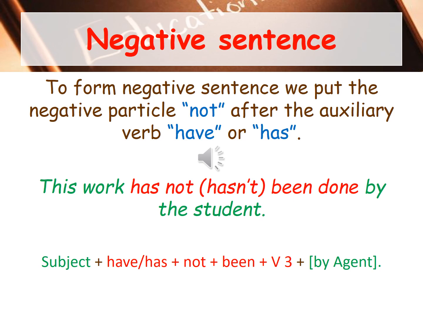Negative sentence. To form a negative sentence, we put the negative particle not after the auxiliary verb have or has. For example, this work hasn't been done by the student. Here we see subject plus have or has plus not plus been plus past participle plus by and agent.